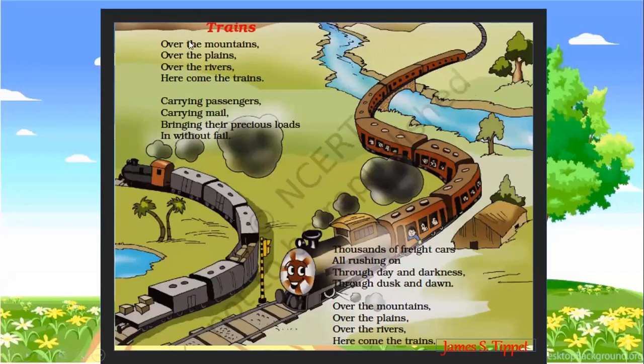Trains. Over the mountains, over the plains, over the rivers, here come the trains, carrying passengers, carrying mail, bringing their precious loads in without fail. Thousands of freight cars, all rushing on, through day and darkness, through dusk and dawn, over the mountains, over the plains, over the rivers, here come the trains.